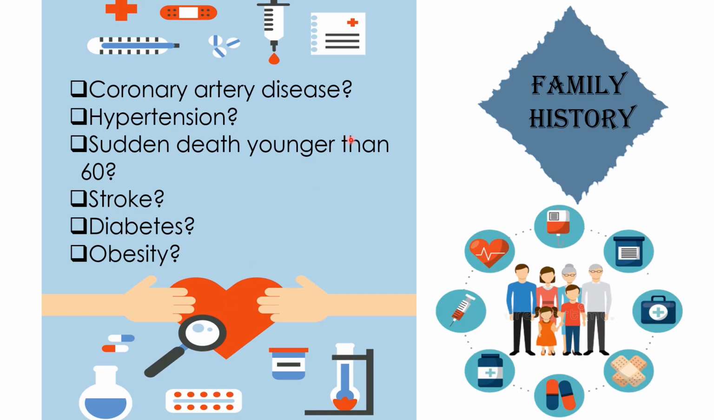Okay, for the family history, you can ask if there is any family history of the following: coronary artery disease, hypertension, sudden death younger than 60, stroke, diabetes, obesity. Again, you can use your genogram. The information of the grandparents, aunts, uncles, and first cousins can be used as well.